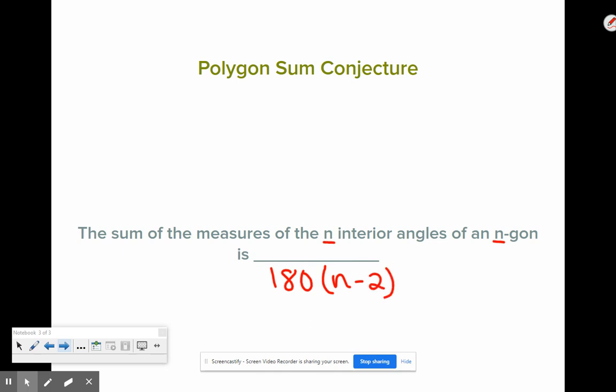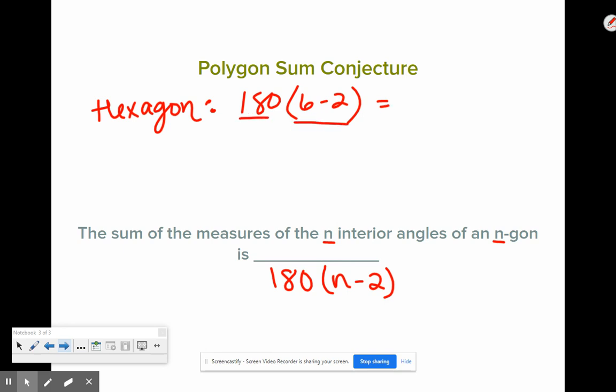So how do we use this? Let's say we're trying to find the sum of the interior angles of a hexagon. I would take 180. A hexagon is a 6-sided shape, so I'd put 6 in there. So I have 180 times 4, because 6 minus 2, so I get 720 degrees. All hexagons add up to 720 degrees.